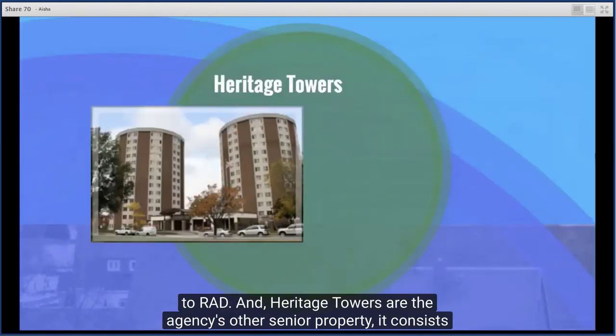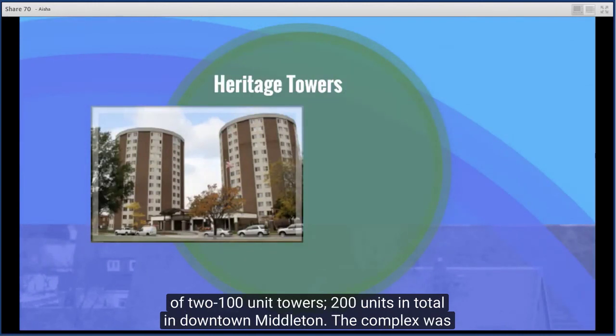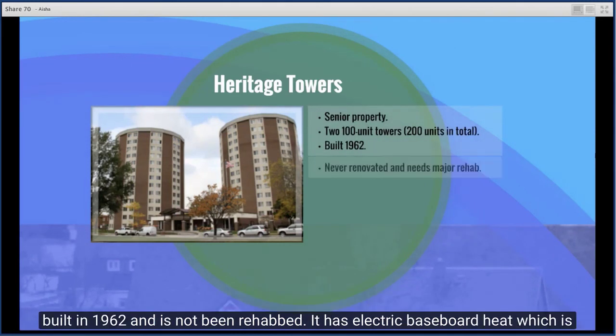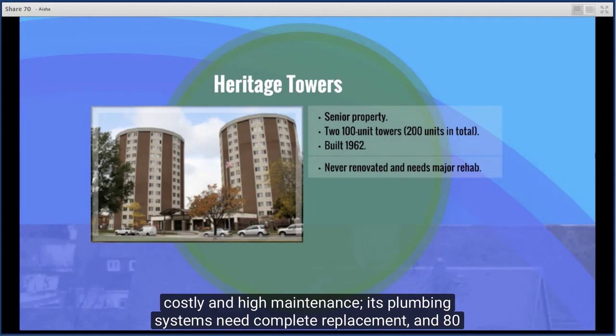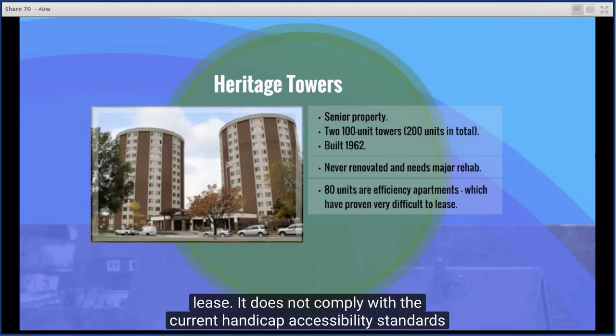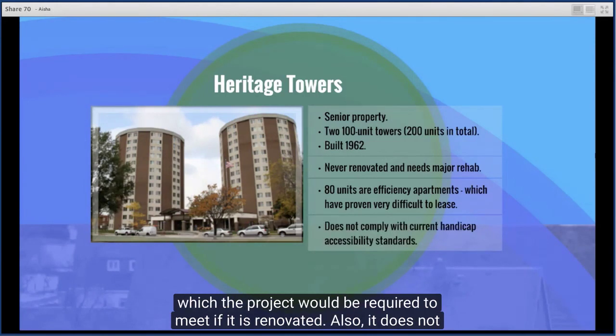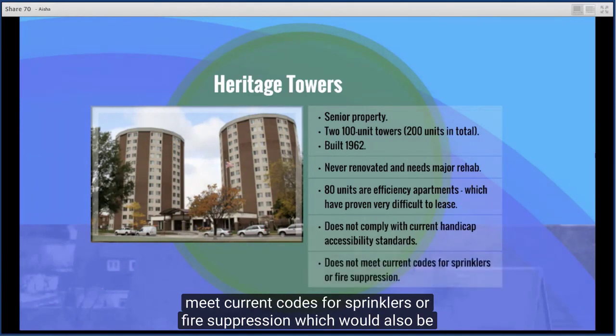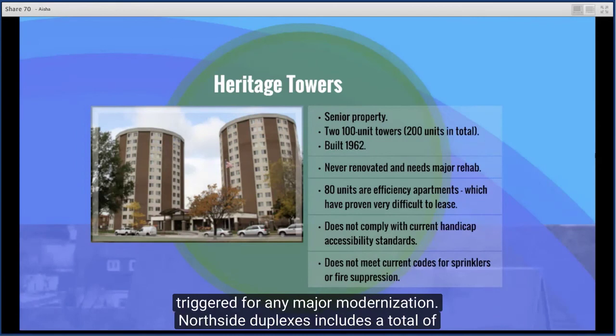And Heritage Towers is the agency's other senior property. It consists of 2 100-unit towers, 200 units in total, in downtown Middleton. The complex was built in 1962 and has not been rehabbed. It has electric baseboard heat, which is costly and high maintenance. Its plumbing systems need complete replacement, and 80 of the units are efficiency apartments, which have proven very difficult to lease. It does not comply with the current handicap accessibility standards, which the project would be required to meet if it is renovated. Also, it does not meet current codes for sprinklers or fire suppression, which would also be triggered for any major modernization.